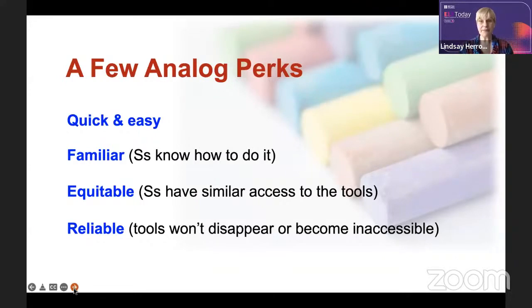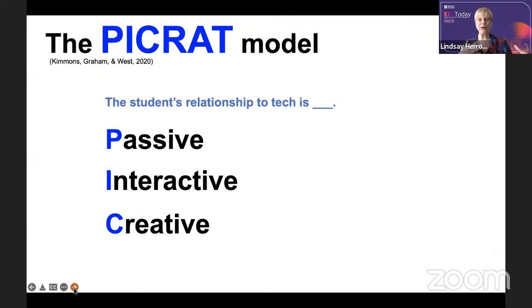On the other hand, analog projects are quick and easy. They're familiar. Students know how to do them. They're equitable because students have similar access to the tools, and they're reliable. Online resources might disappear. You might lose internet. So at least if you have chalk and pencils and paper, you know it's going to be there. It won't just vanish.